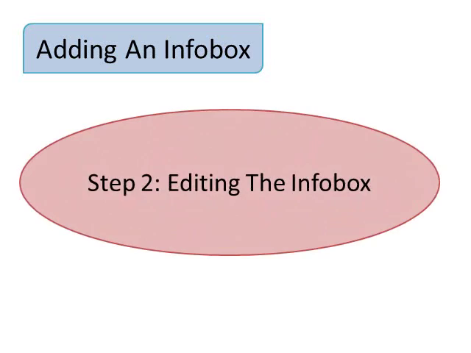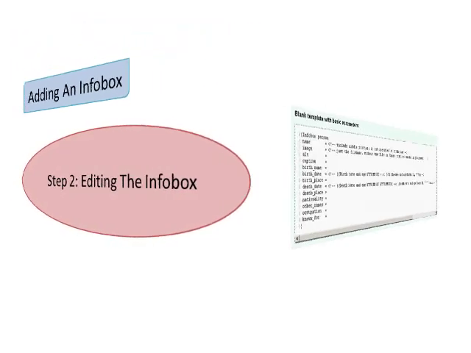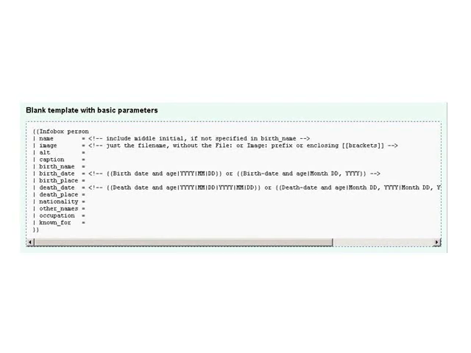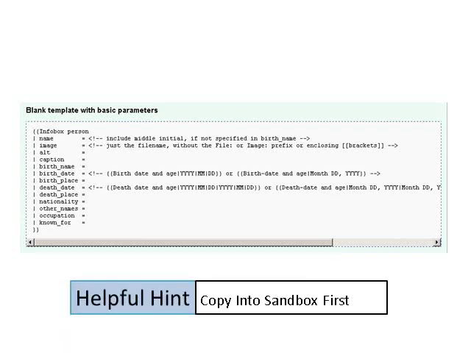The second and final step is to edit the infobox. Before taking the second step, make sure to copy and paste the blank template at the top of the article. Helpful hint: it is common practice to test major edits in the sandbox before copying over to the actual article to ensure proper format.